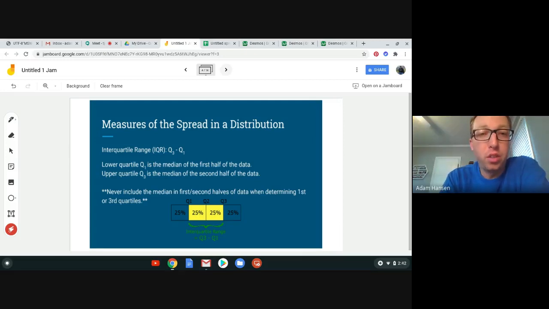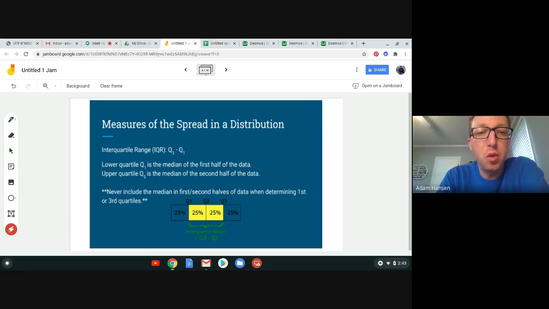Another type of range is called the interquartile range, or IQR. The formula is Q3 minus Q1. Well, what are Q3 and Q1? Q3 is the upper quartile. Q1 would be the lower quartile. Q1 is found by doing the median of the first half of the data. What's the middle value of the lower half of the data? Q3 would be the median of the top half of the data.